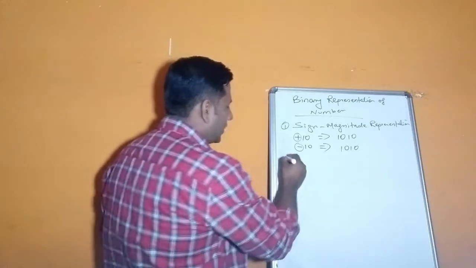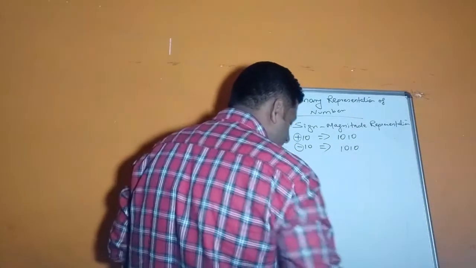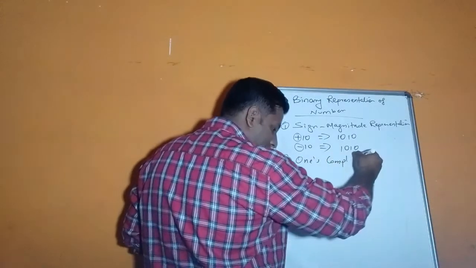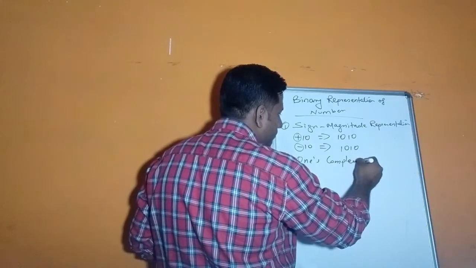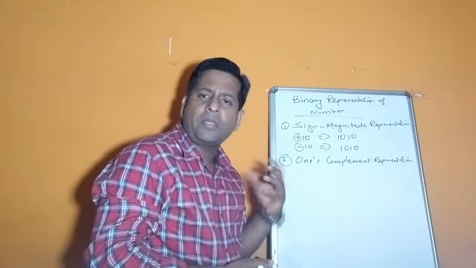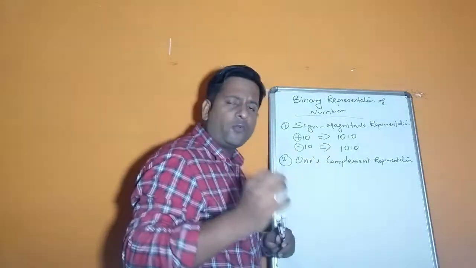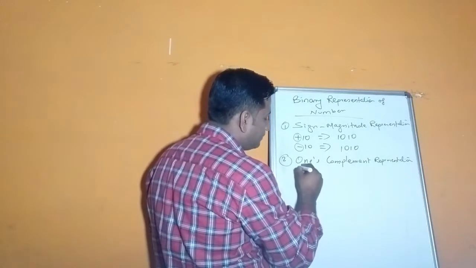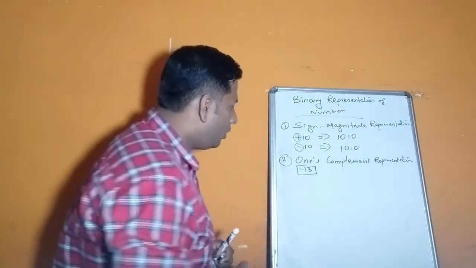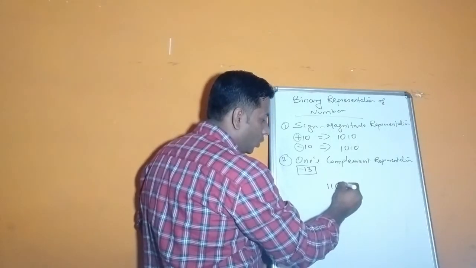Okay. Second type of conversion we have is 1s complement. See, for 1s complement representation, for example, find the 1s complement form of minus 13. Minus 13. So if you convert 13 to binary form, you will get 1 1 0 1.